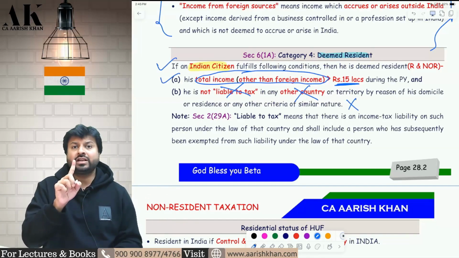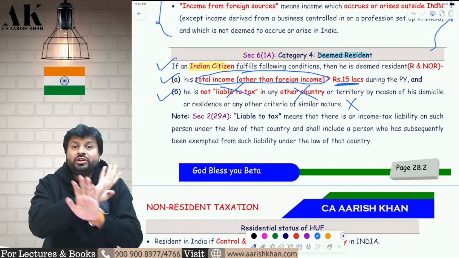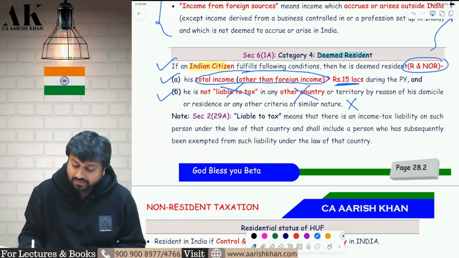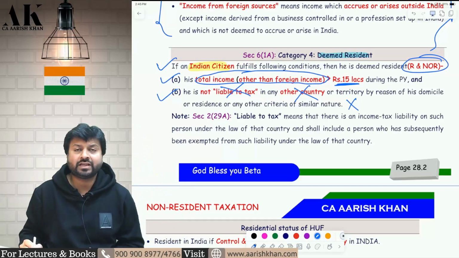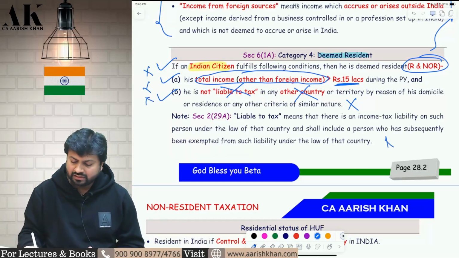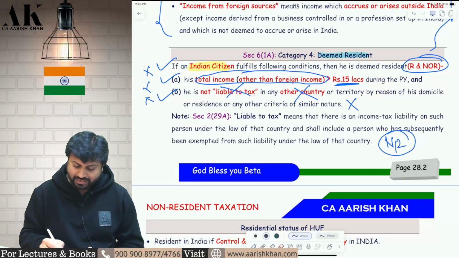Your Indian total income should be more than 15 lakhs and you should not be liable to tax in any other country in this entire world. Then the government will tell you not ordinary resident. What will they tell you? Not ordinary resident. And if you violate any of the 3 conditions, then you will become what? Non-resident.